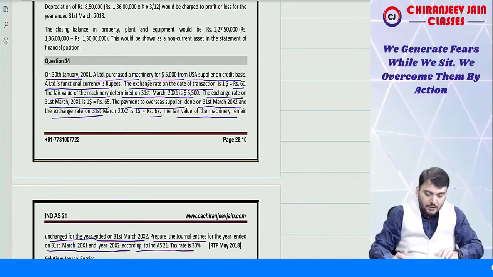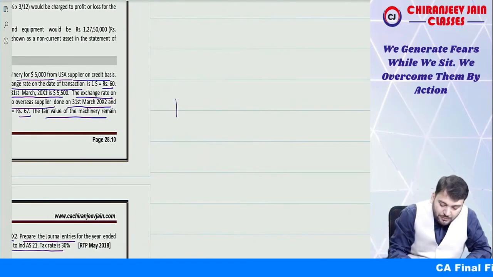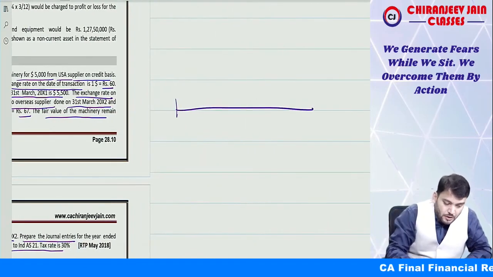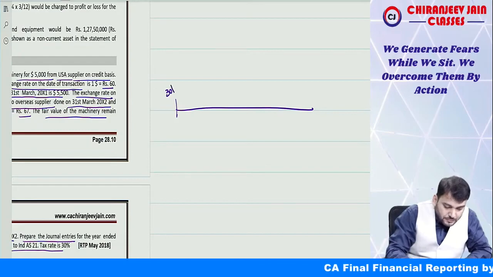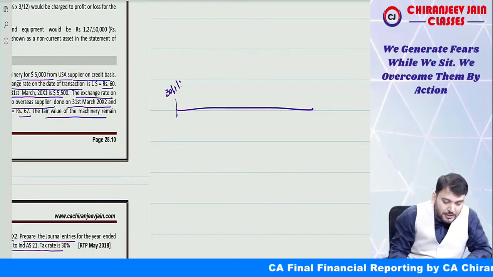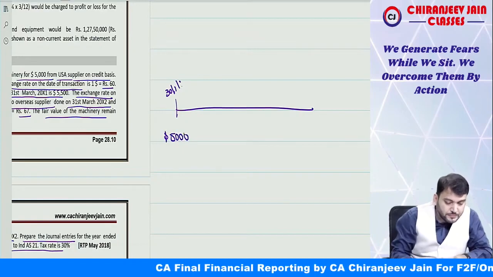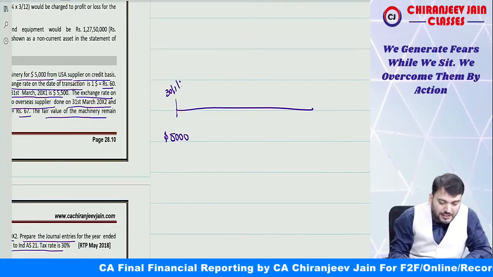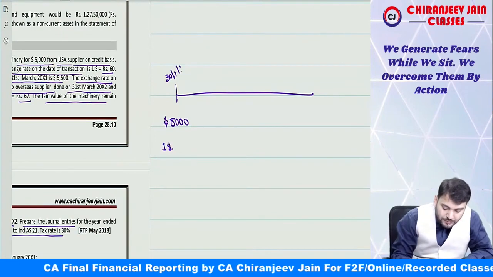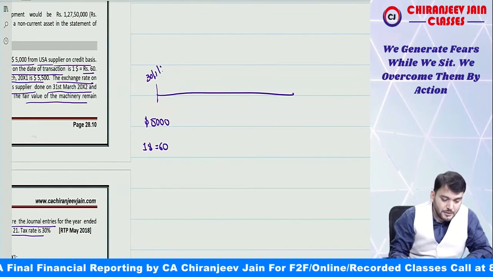Let me draw the timeline of what they have said. On 30th Jan 2001, they purchased a machinery for $5,000. On this date, $1 is equal to 60.